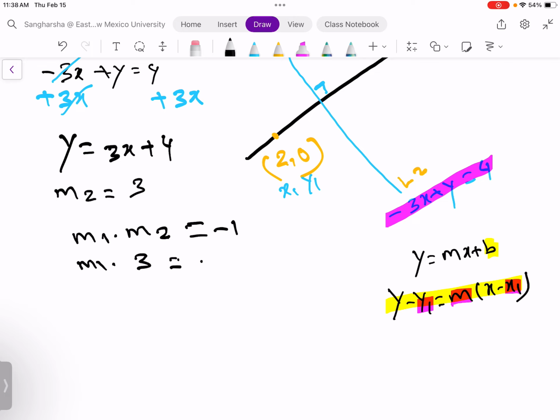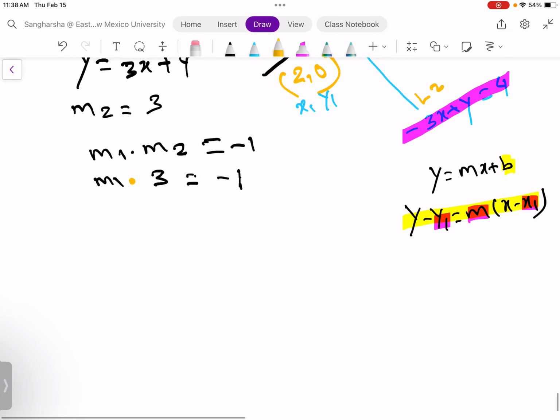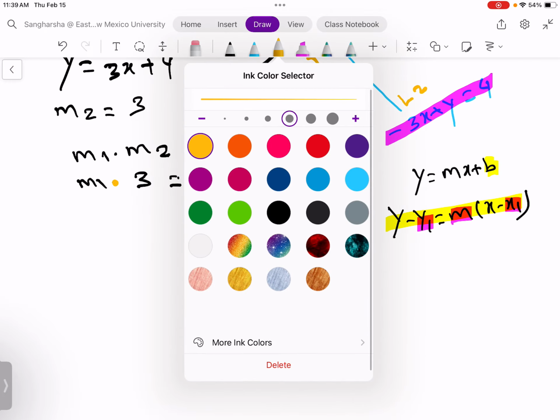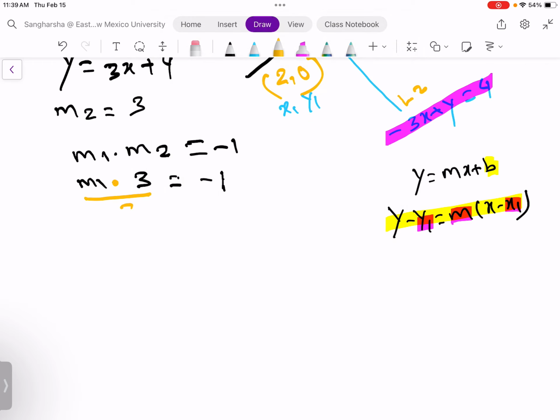How do we get rid of 3 from the left side? Do we subtract or do we divide? Yes, because we have multiplication here, we divide both sides by 3. And our slope m1 is -1/3.